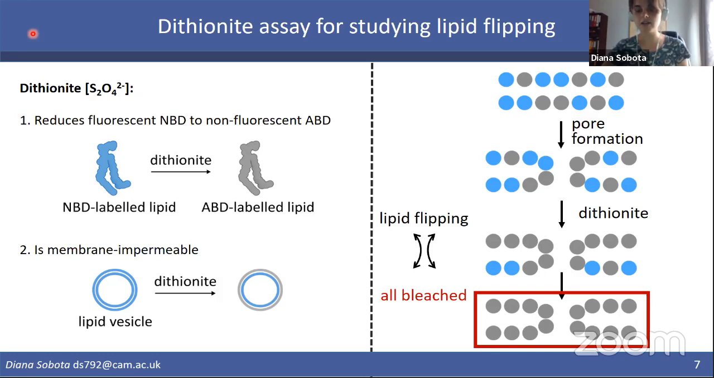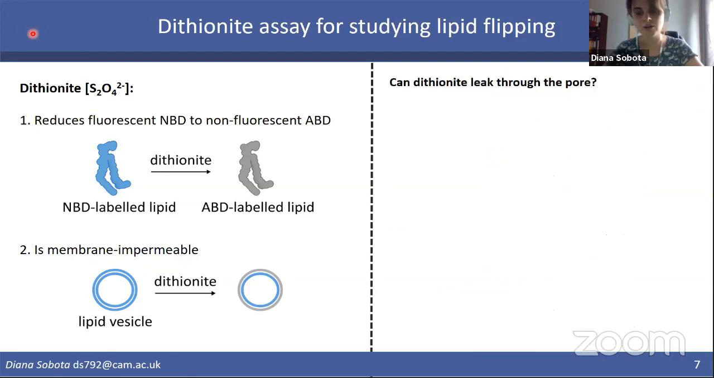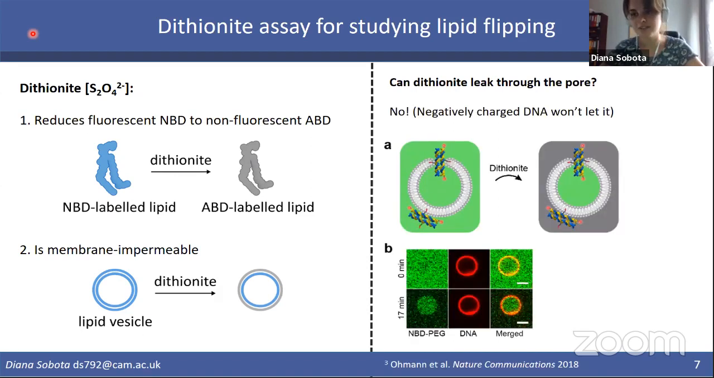So in our case, our goal is to see if we can form this pore with the DNA, and if we can see this bleaching and what the differences will be between the three structures. I think at this point you're probably thinking, okay, Diana, there is a huge hole in the membrane, and this dithionite is not really that big of a molecule. So can dithionite leak through the pore? And maybe it would just bleach the inner leaflet because it leaks. Well, the answer, of course, is no.